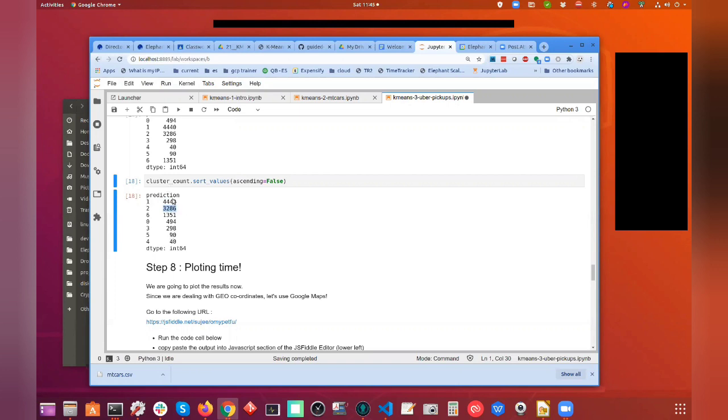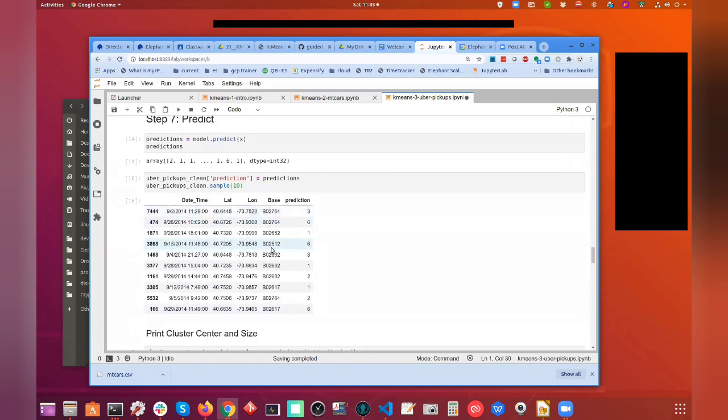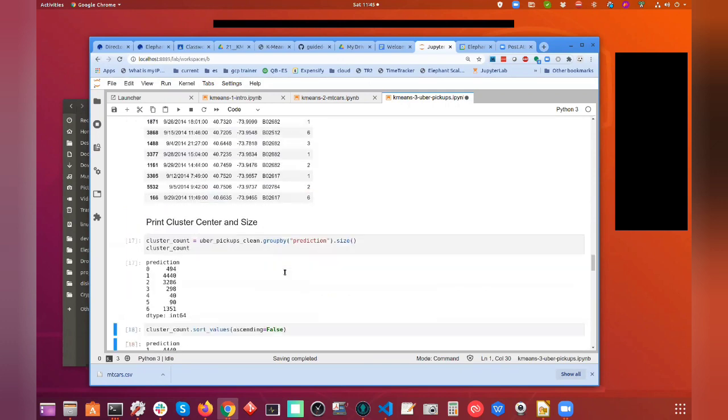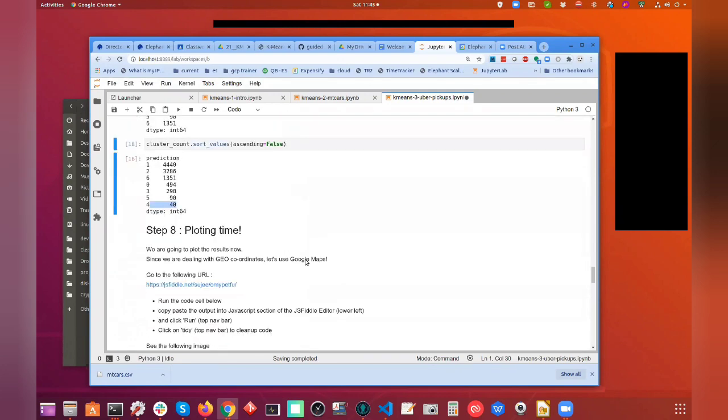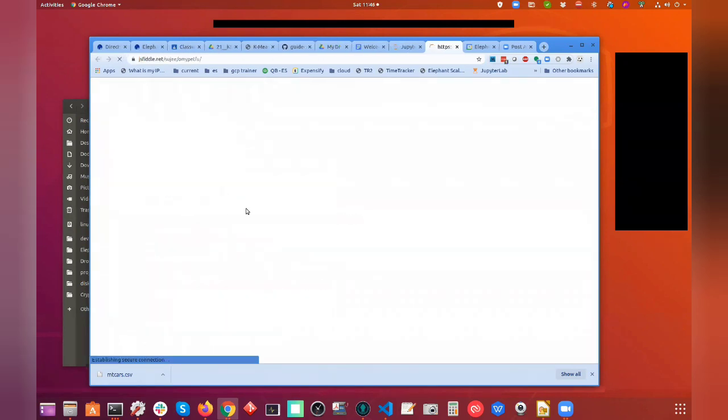So not all the clusters are the same. We know that. There are some busy clusters and some not so busy. But the cool thing is, these are GPS coordinates, so we don't have to just squint at the numbers. We can actually put them on a graph, on a map. And that's what I want to do. Let me see if this slide is up.